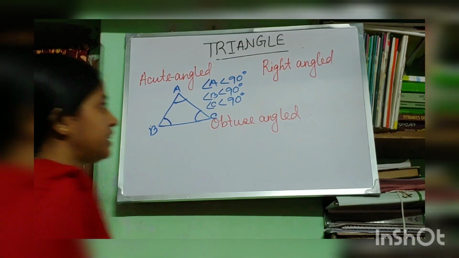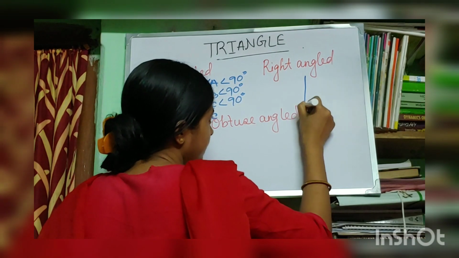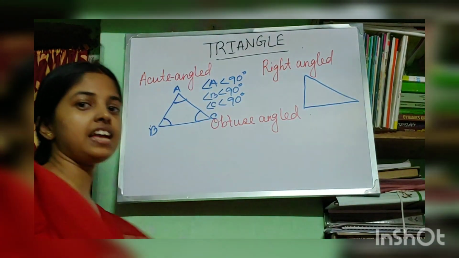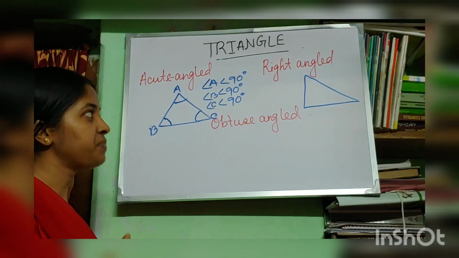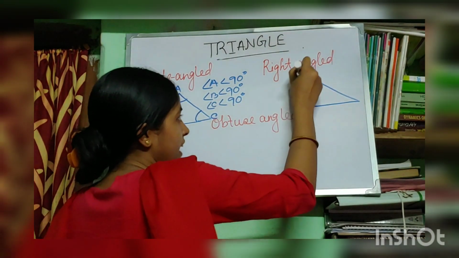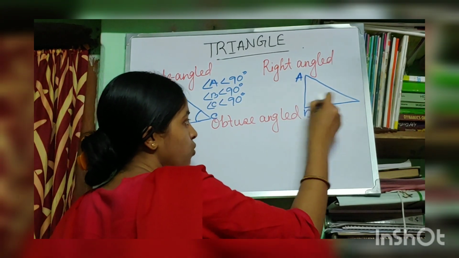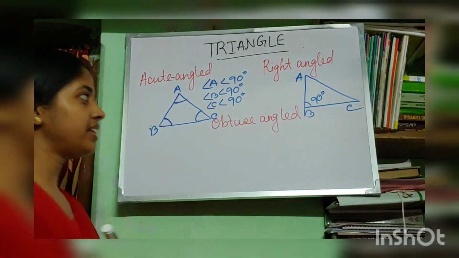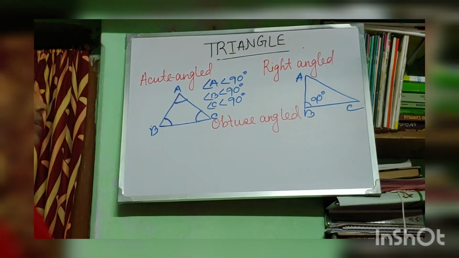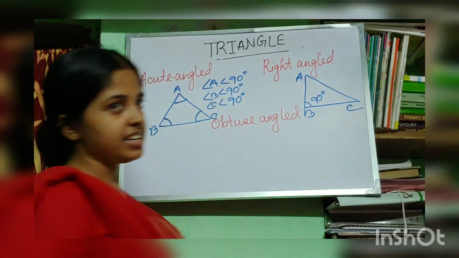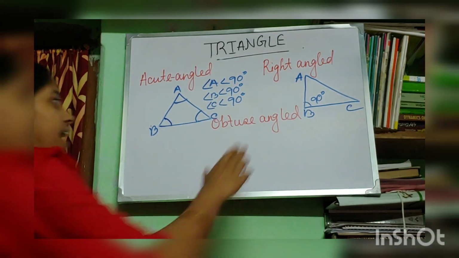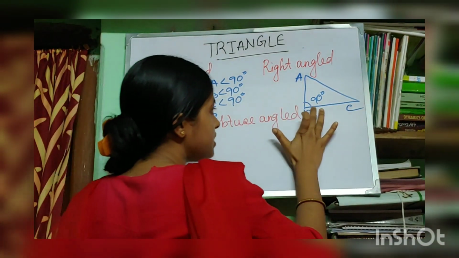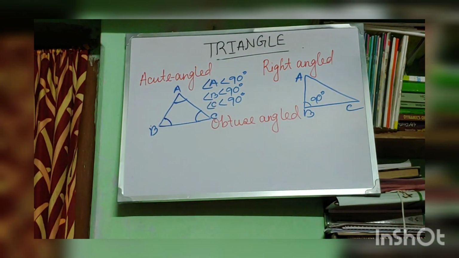Now what is a right angle triangle? Now what is a right angle? An angle whose value is 90 degrees is a right angle. So a right angle triangle is a triangle whose one angle is 90 degree. Here in this triangle which I have drawn, angle B is 90 degree, so I can say that ABC is a right angle triangle. Why? Because its one angle is 90 degree.